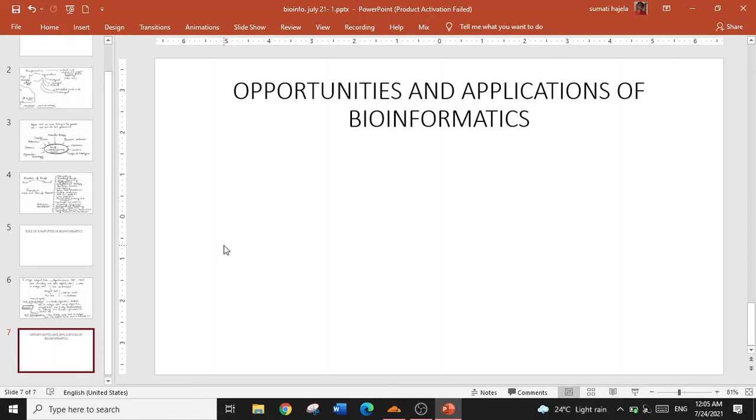Then drug designing. When we work on computers, it is known as in silico studies. So for drug designing, in silico studies are used to reduce animal sacrifices.